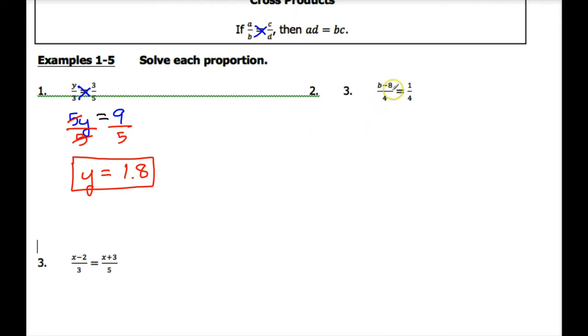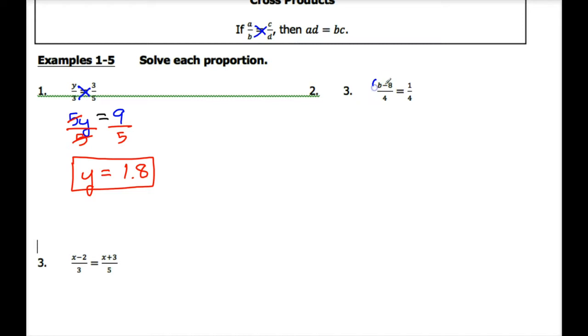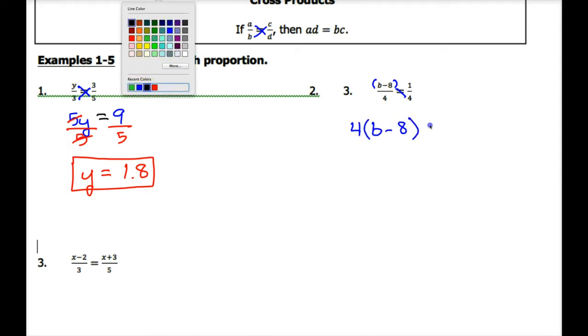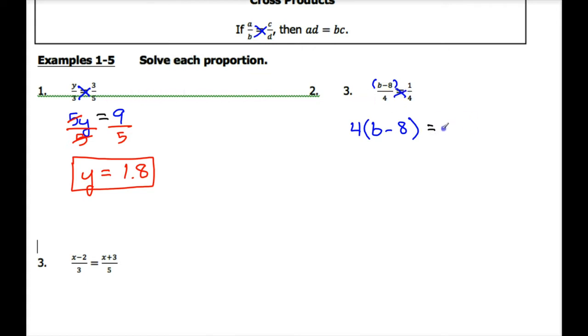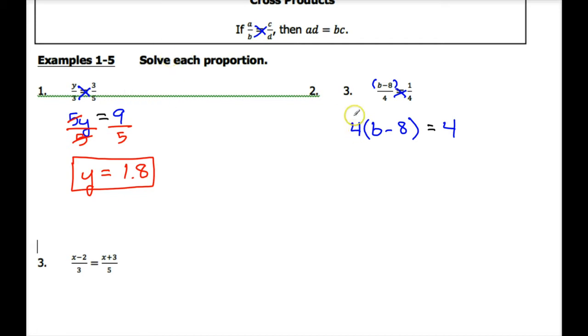We have the quantity b minus 8 divided by 4 equals 1 divided by 4. Whenever you have a quantity, remember that there are invisible parentheses around it. So when we do our cross products here, we're going to do 4 times the quantity of b minus 8, and we're going to set that equal to our other diagonal, which is 4 times 1, so that's just 4. So that means we're going to have to distribute for this one before we start moving things over the equal sign. So when I distribute, that's going to be 4b minus 32 equals 4.